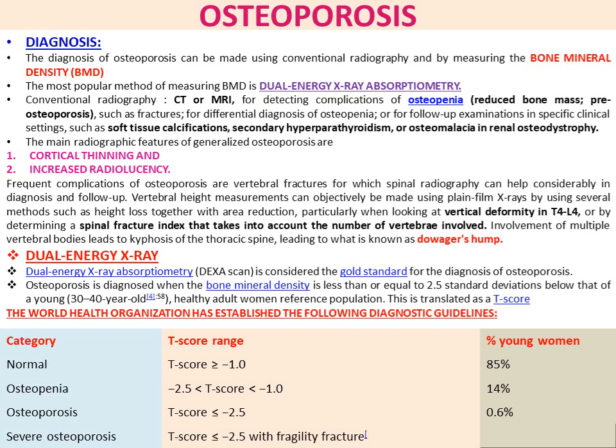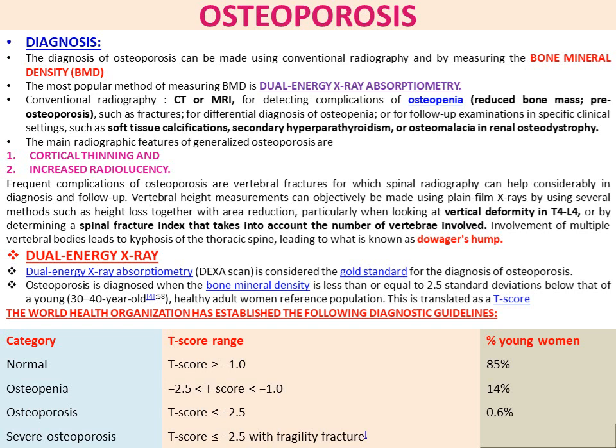Then, diagnosis of osteoporosis. The diagnosis of osteoporosis can be made using conventional radiography, that means X-ray. Using X-ray they can easily diagnose by measuring the bone mineral density, BMD. The most popular method of measuring bone mineral density is dual energy X-ray absorptiometry. Conventional radiographic techniques, CT or MRI, are used for detecting complications of osteopenia. Osteopenia is nothing but reduced bone mass, pre-osteoporosis. So before a person gets osteoporosis, he will be suffering from osteopenia.